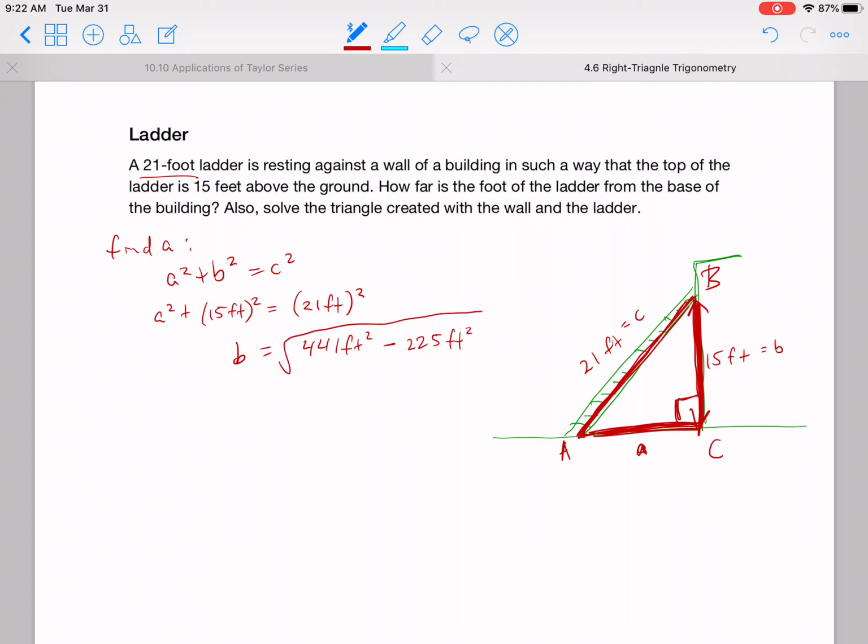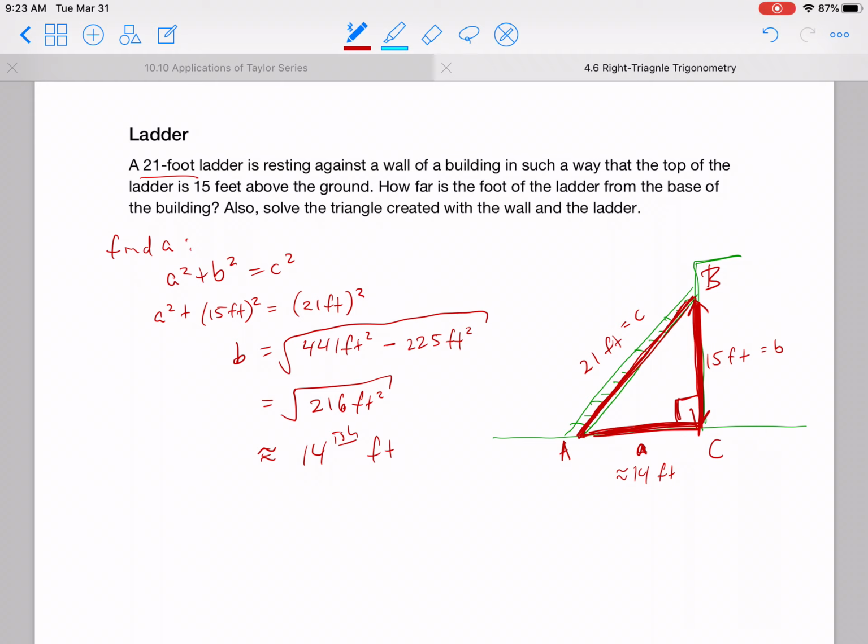And then we have to take the square root of the whole thing because we have b squared. So this is about the square root of 216 feet squared. And when you take the square root of 216, you get about 14, maybe-ish. We're about 14, and the square root of feet squared is feet, so we're at about 14 feet. So this side over here, this A, is going to be about 14 feet. You could do it exactly in a calculator if you really wanted to see.